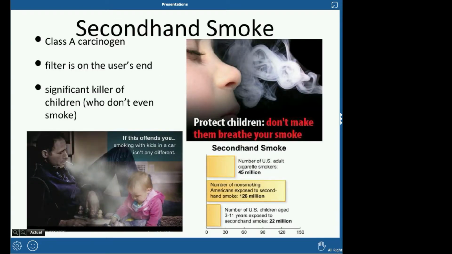Secondhand smoke is still dangerous. So even if you don't smoke, but you're around people who do a lot, you can still get cancer. It's considered a Class A carcinogen. Basically, the filter is on the user's end, and it is a significant killer of children who don't even smoke, and a lot of times they don't even have a choice, right? They are forced to live in their parents' house, or their grandparents' or whoever smokes. They're forced to spend time with them. They don't know to say, I'm not going to be around you because you smoke.